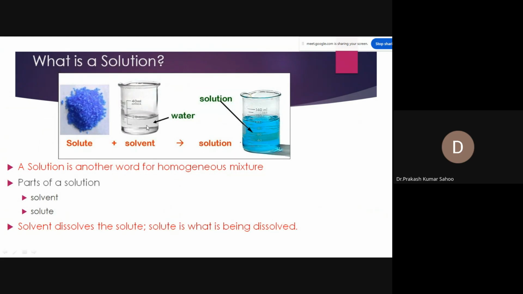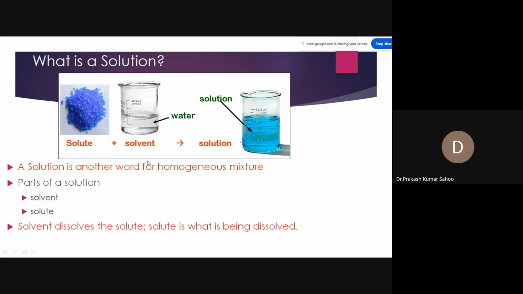So this is a primary equation for a solution where copper sulfate pentahydrate salt, or solute, is now dissolved in water to give a solution of copper sulfate, which is blue in color. This is also known as blue vitriol, that is CuSO4.5H2O. And a solution is another word for a homogeneous mixture.